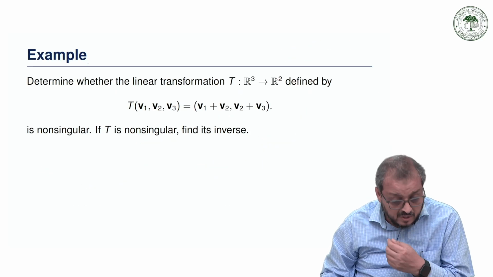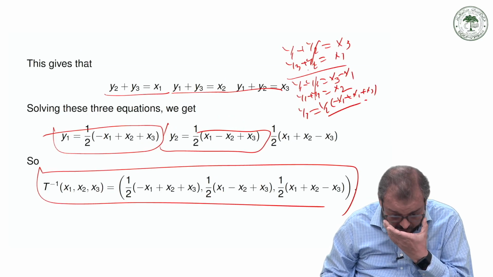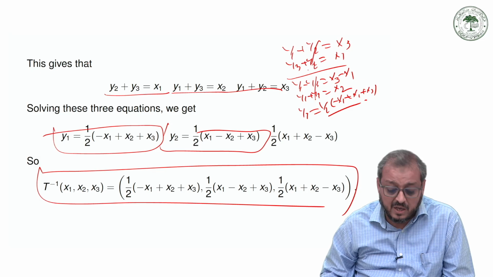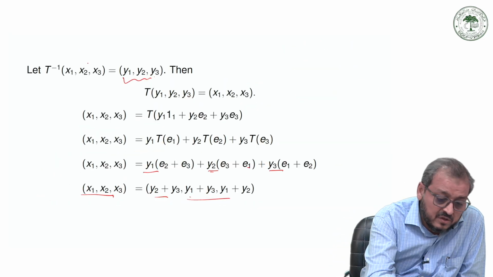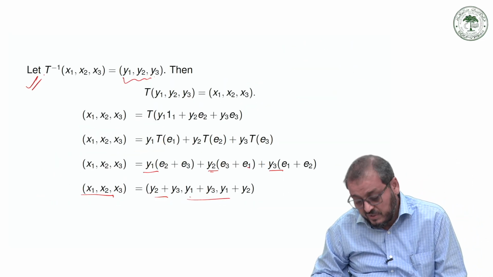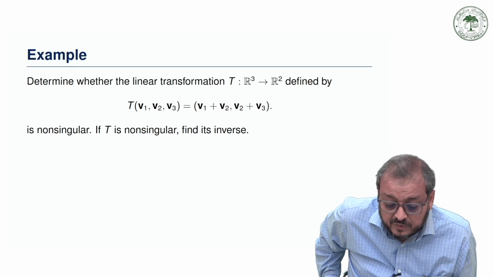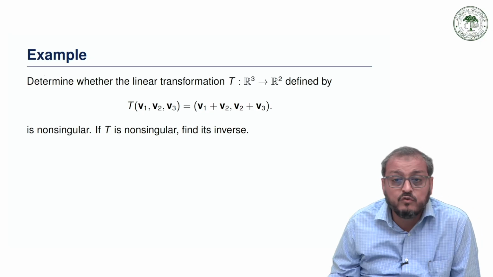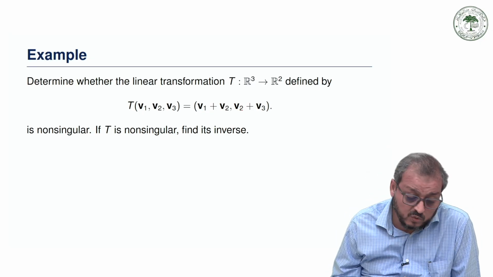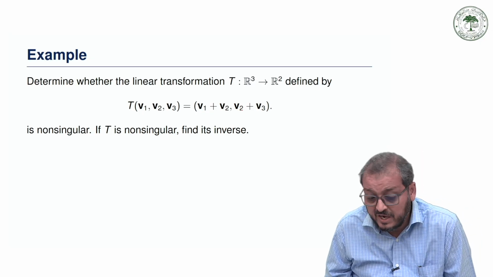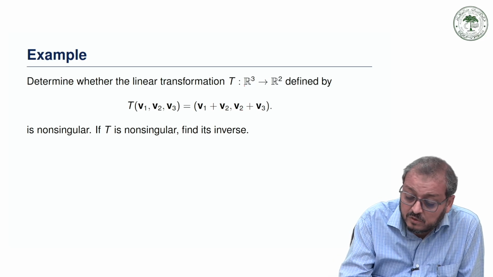Now let me try to explain one more example, always using this second method. From now on, we will try to find the inverse of any linear transformation this way. Determine whether the linear transformation defined by (v1 plus v2, v2 plus v3), from R3 to R2, is non-singular or not. We clearly see that the dimensions of the two spaces are not the same.